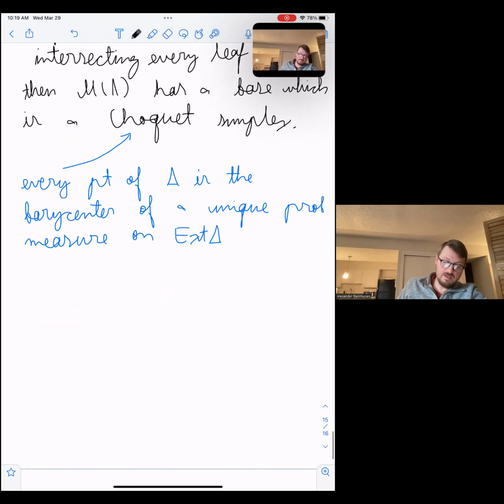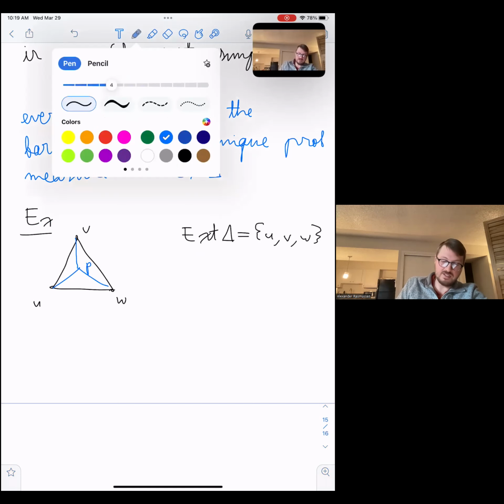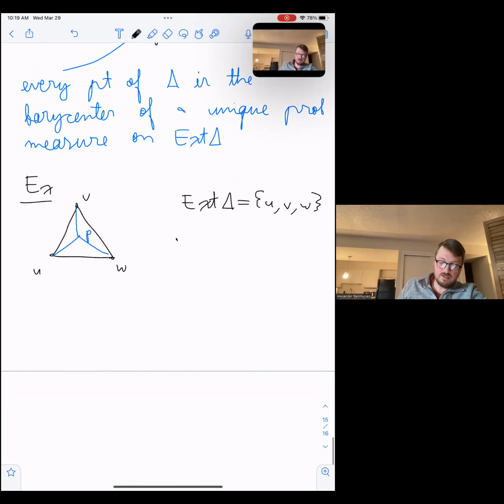So an example of a Choquet simplex would just be a finite dimensional simplex. So maybe we take this simplex with vertices u, v, and w. Those are the extreme points. And if we take any point inside this simplex, say the midpoint, we can write it as a convex combination in a unique way. So in this particular case, v, the midpoint, is just the average of these three vertices.